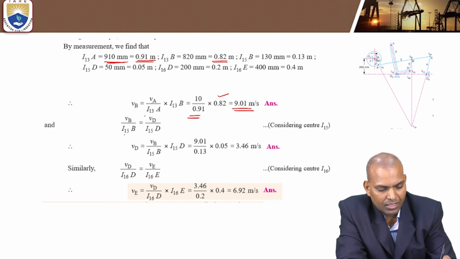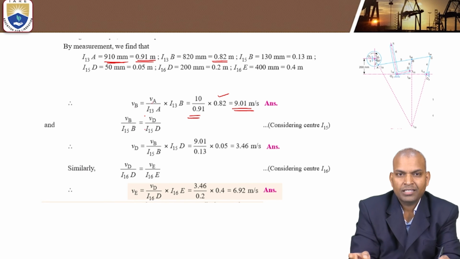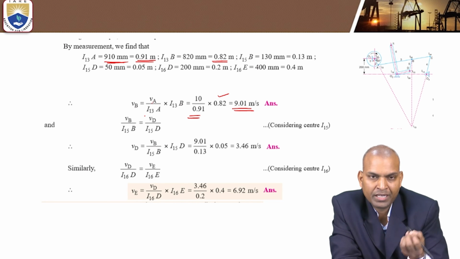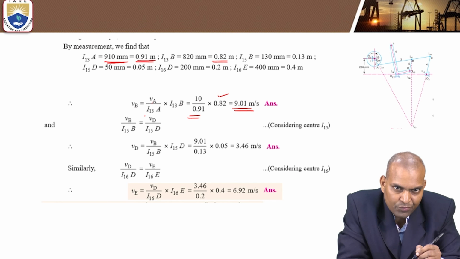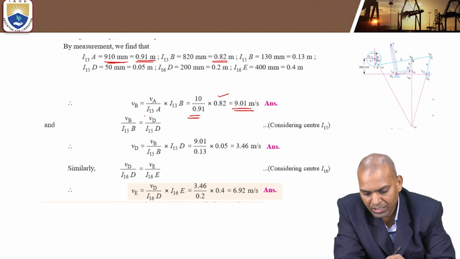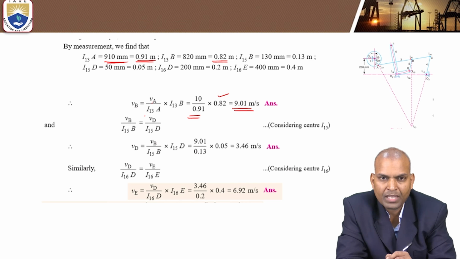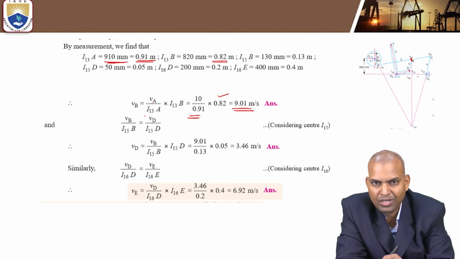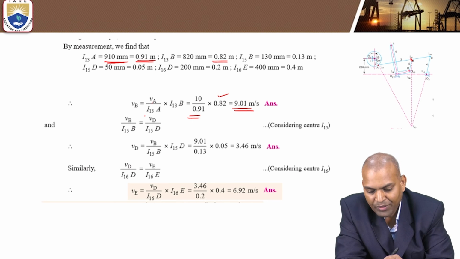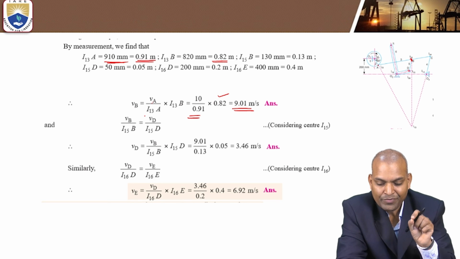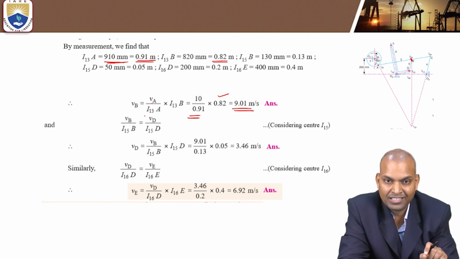Next, VB, B is connected to D because we want E. That E we cannot approach directly. We don't have a direct correlation between point E and A. So how to get it? E is connected to O2, O2 is connected to D, D is connected to B, B is connected to A. A value is given here. When A is known, then since A is connected to B, the B value has to be found. Then B comes to D, then D comes to E. That means the velocity of point E depends on the velocity of point B and the velocity of point D. Then only we can find it.